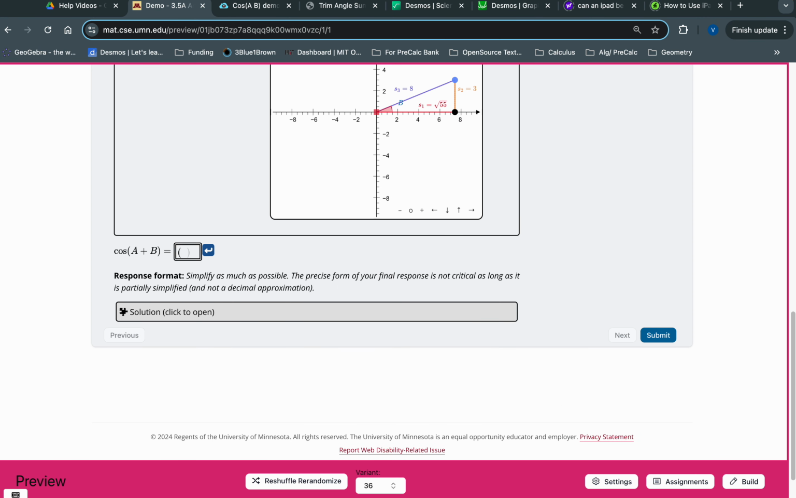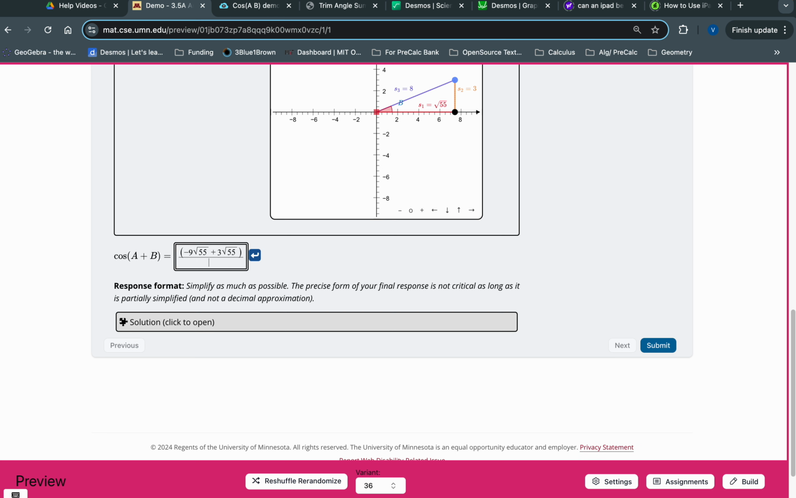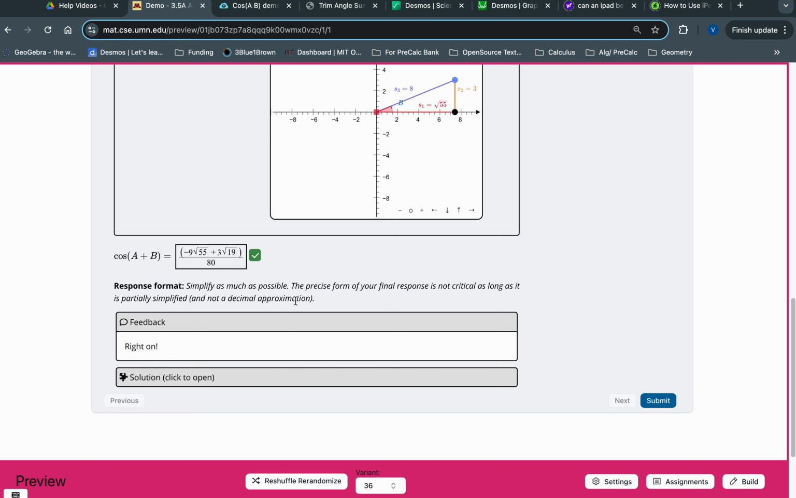I'm going to start with my parentheses since I know I have a whole expression here. That's plus 3 square root of 55 over 80. Did I copy something wrong? Oh, 19. There we go. All right, so this is how you can get 100%.